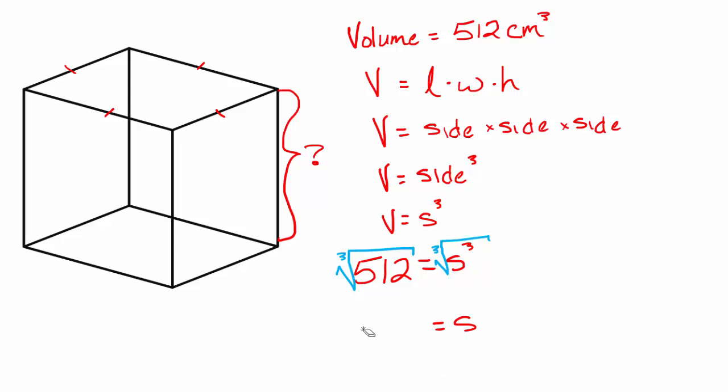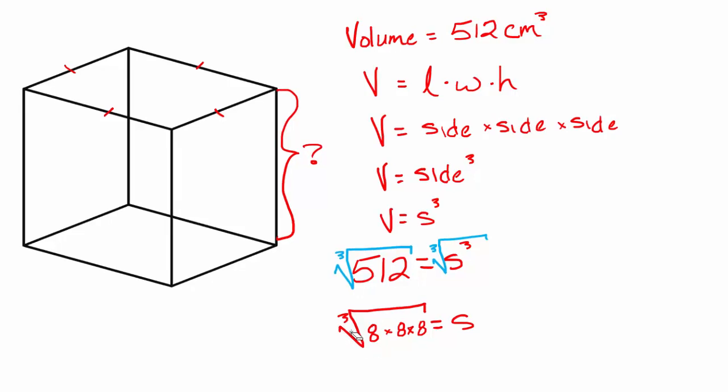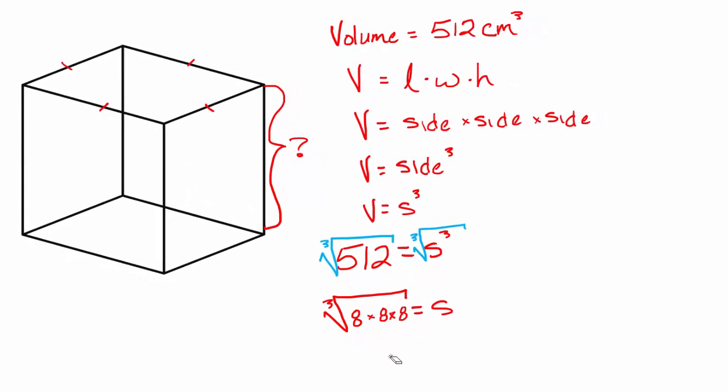The cube root of 512 is 8 times 8 times 8. You can do a factor tree to figure this out, or you can use what you know about other perfect cubes and get a good estimate and then solve from there. So the cube root of 512 is 8.